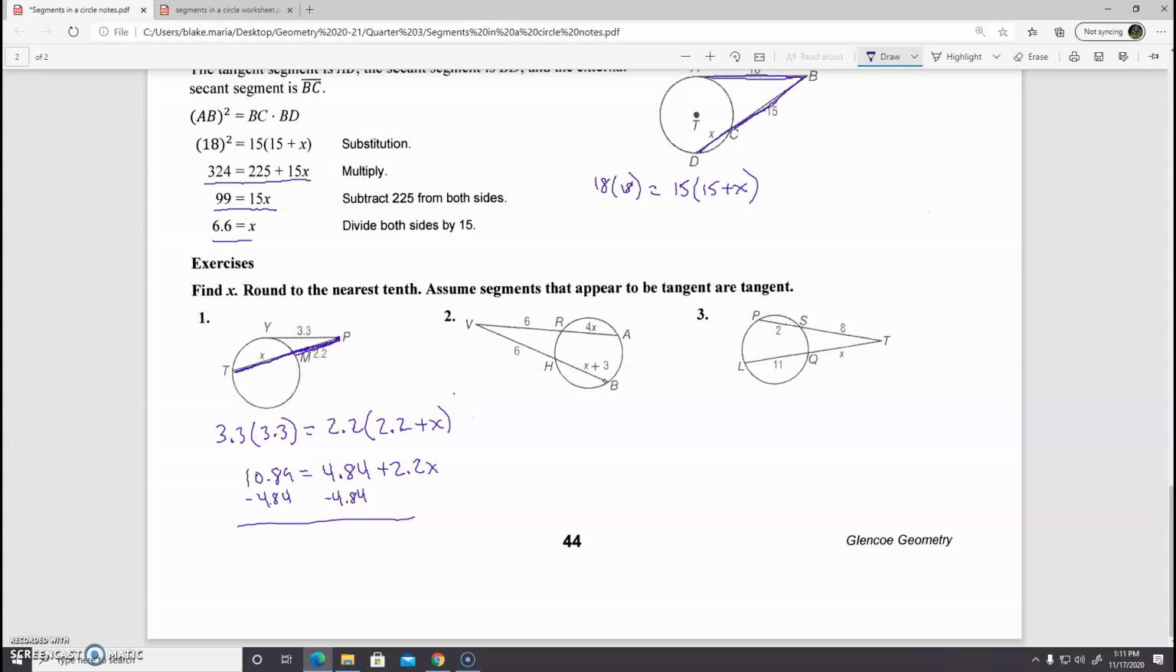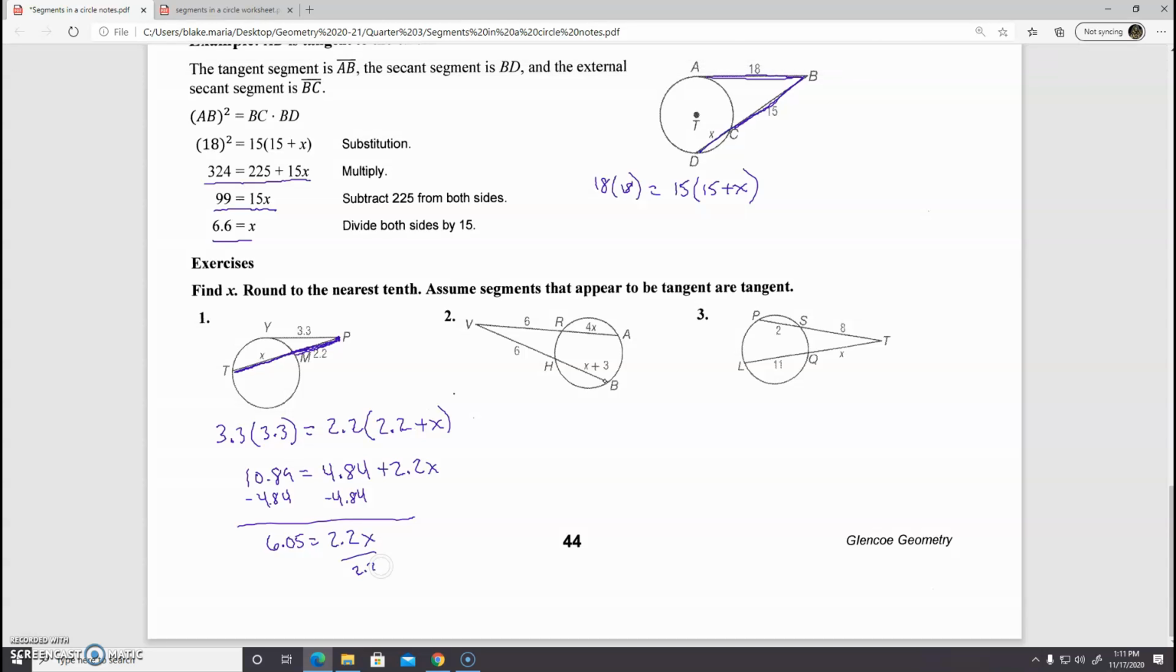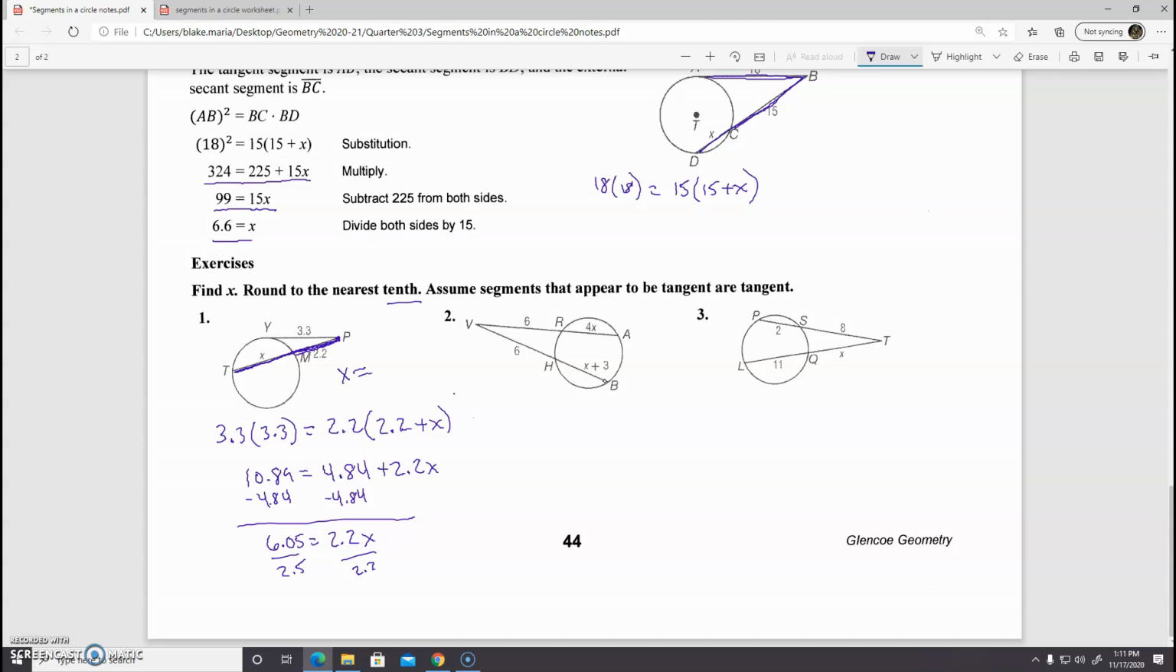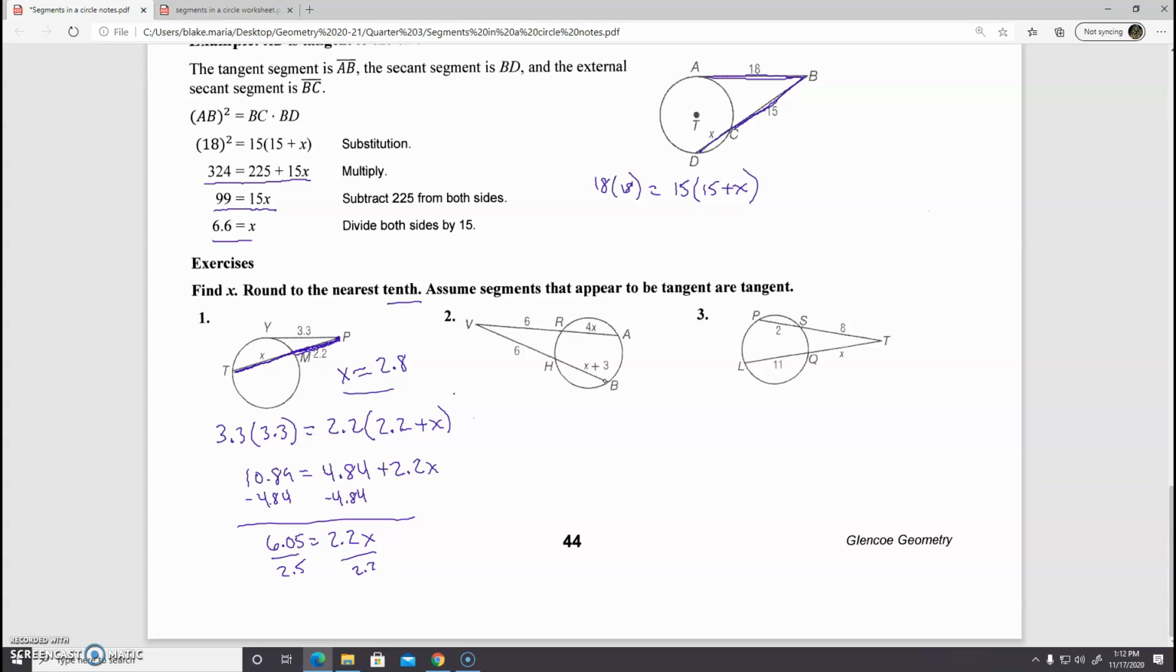So we've got 10.89 minus 4.84, which gives us 6.05 equals 2.2x. And we're going to divide both sides by 2.2. And it does say round to the nearest tenth, so we got x is about 2.75. To the nearest tenth, that is 2.8.